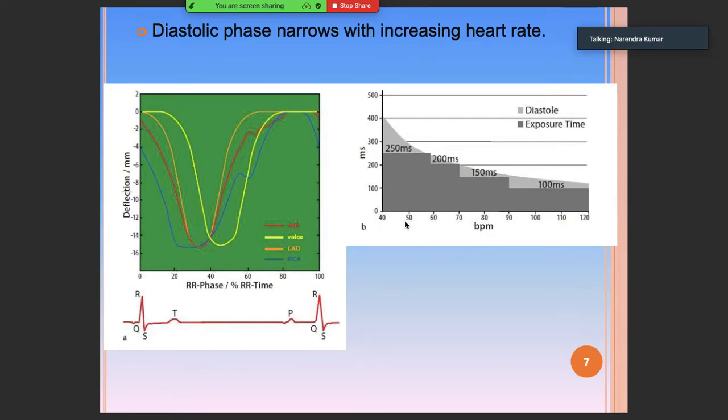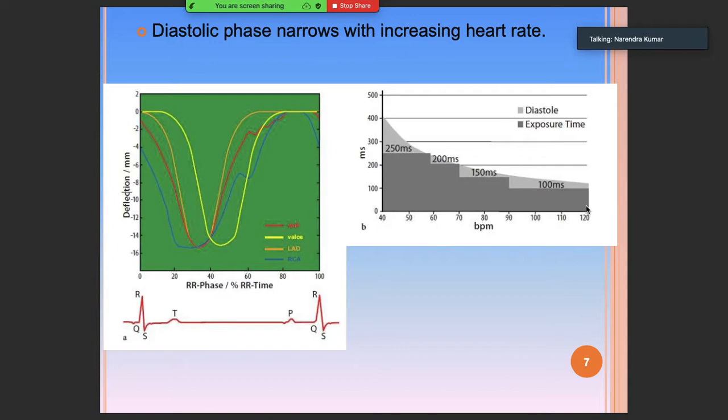So for example, at different heart rates, when we are thinking of a heart rate of around 100 beats per minute, the diastole keeps decreasing, isn't it? And the exposure will be needed for an even longer time. So this is one of the other reasons as well. Especially for a good cardiac image, we must decrease the heart rate.